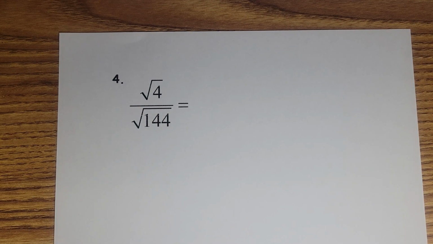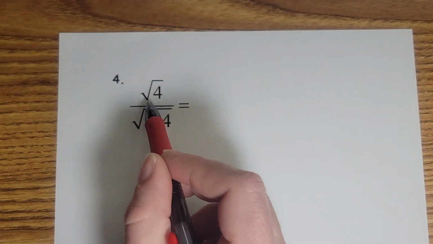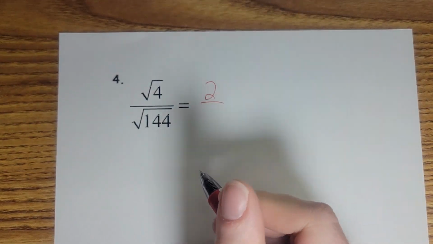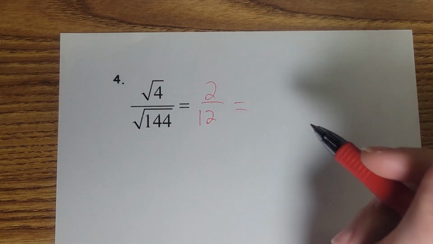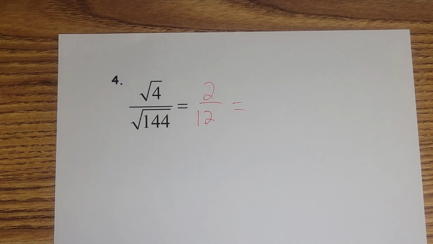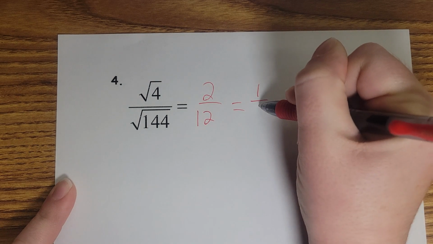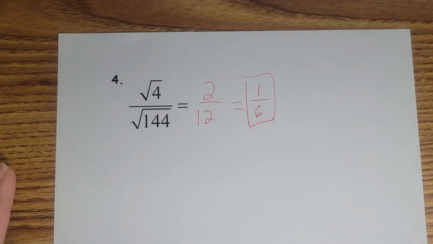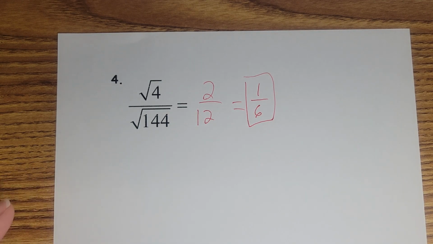Same thing here, 4 over 144. I could reduce that fraction, but I also know off the top of my head that the square root of 4 is 2 and the square root of 144 is 12. So noticing that they're both even, I can turn this into 1 over 6 and be done. I'm going to skip ahead a little.